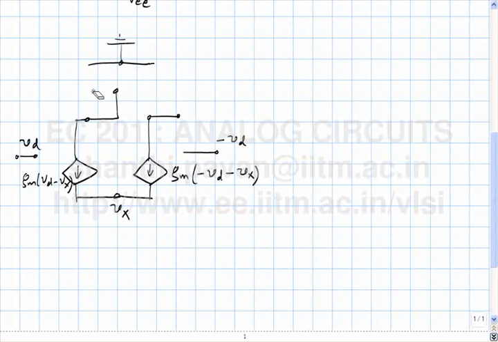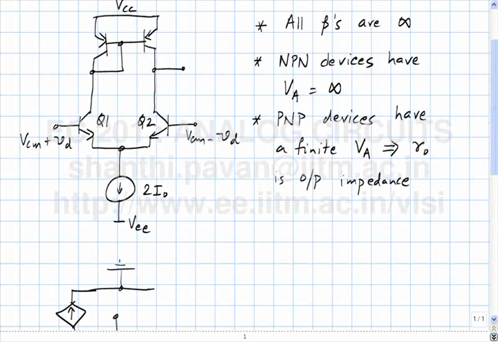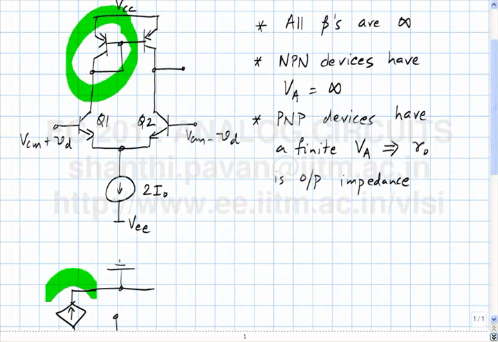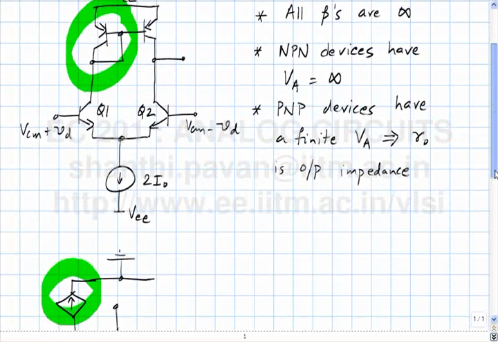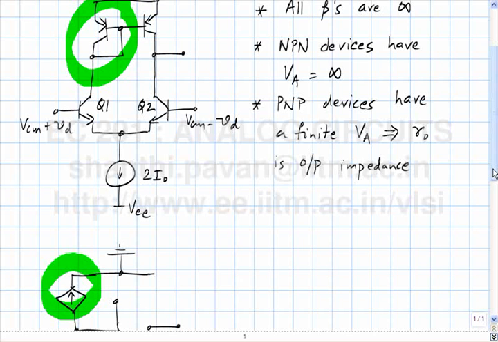What is the incremental equivalent circuit of the PNP transistor now? What is the strength of this current source? It is this transistor I am interested in. That's this guy. This current source must be controlled by the incremental what voltage?